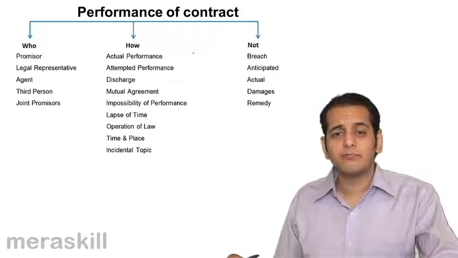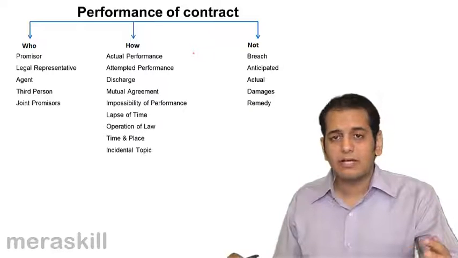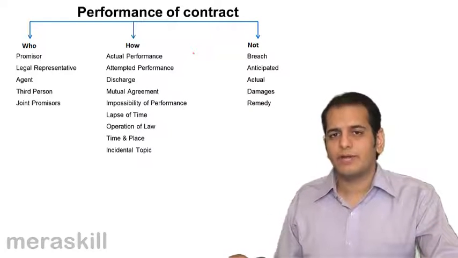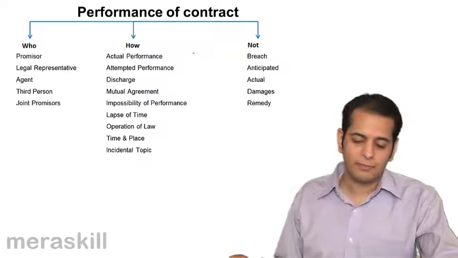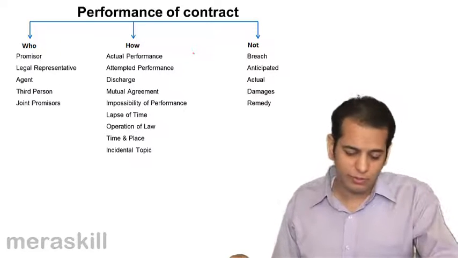So with this, we come to the end of this unit. Let's take a quick recap as to what we've studied under the fourth unit on the Indian Contract Act 1872, which is the performance of contract. Under this, we first studied who can perform the contract.